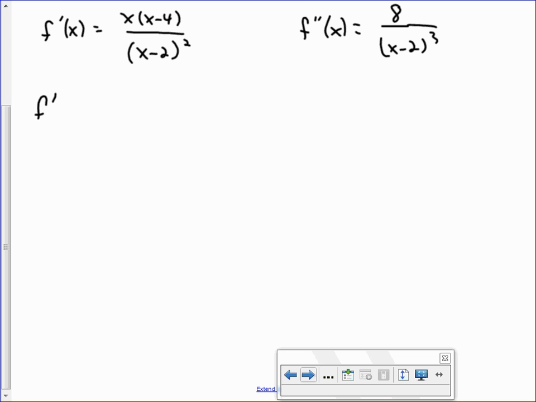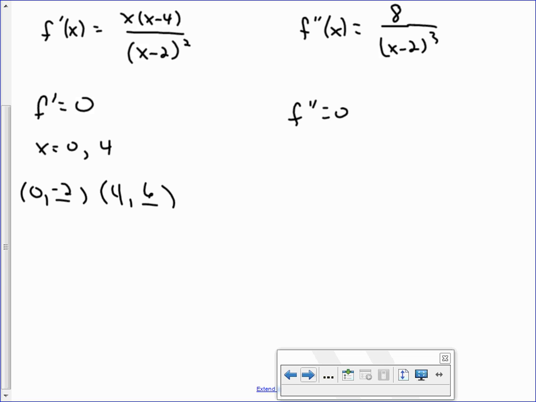First derivative equals 0 at x equals 0 and at x equals 4. One thing you might want to do right here is go ahead and find your 2 points, get that out of the way right at the beginning. Remember, you plug those back into the original problem. It turns out to be (0, -2) and (4, 6).